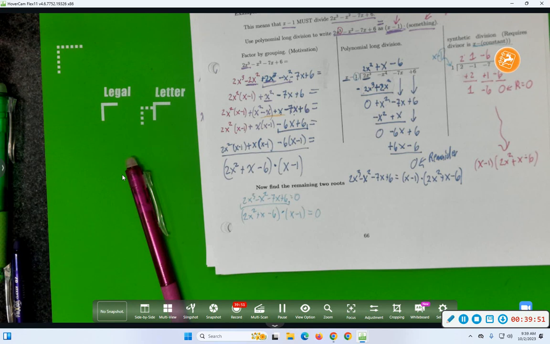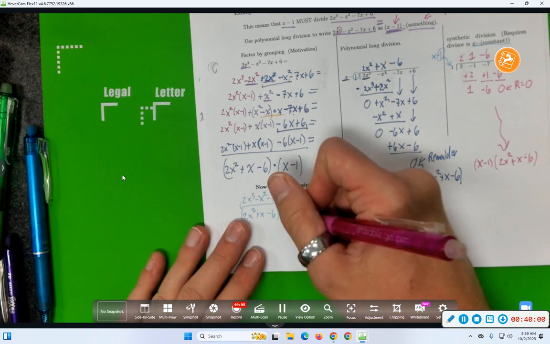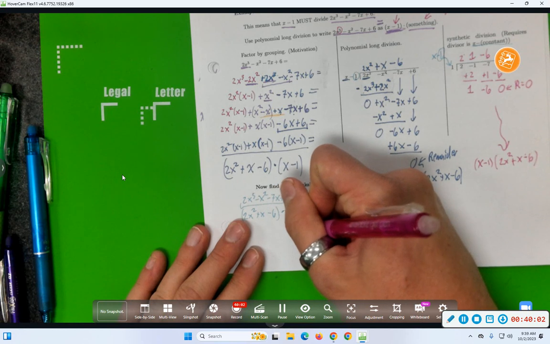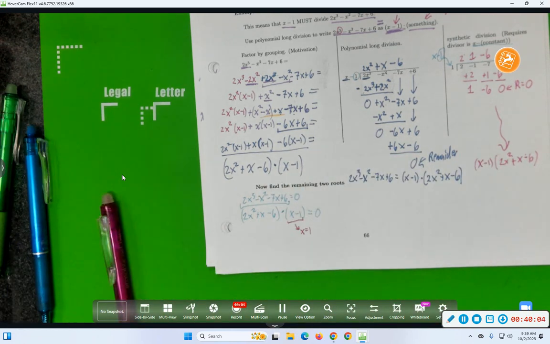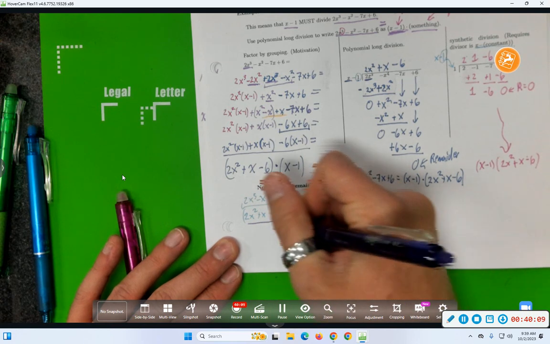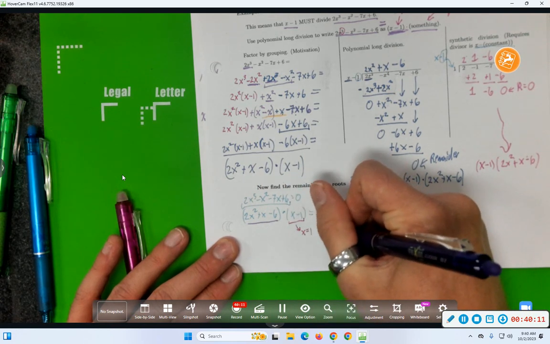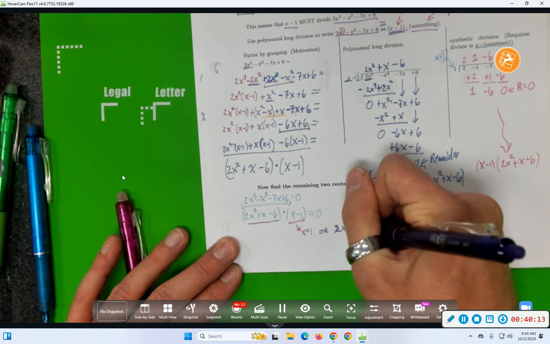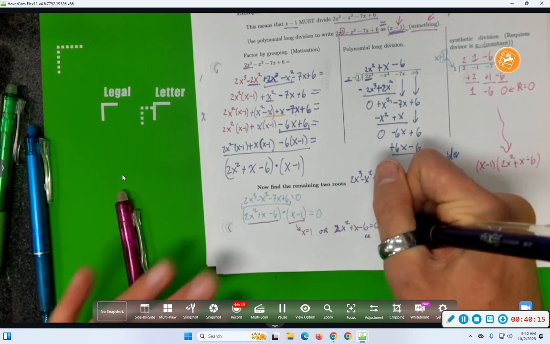Yeah. It's two things multiplied together, then set equal to 0. The only way a product can be 0 is if one of the two things is 0. So that means that either x equals 1 or 2x squared plus x minus 6 equals 0.